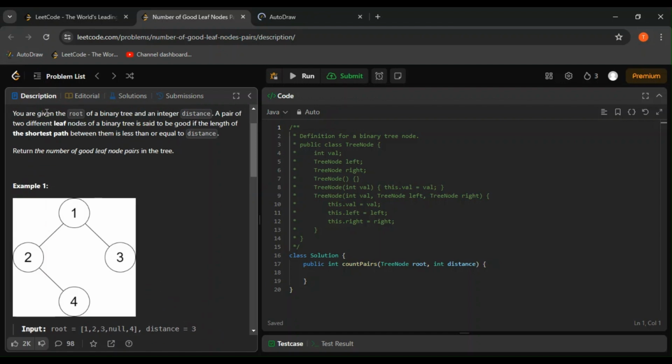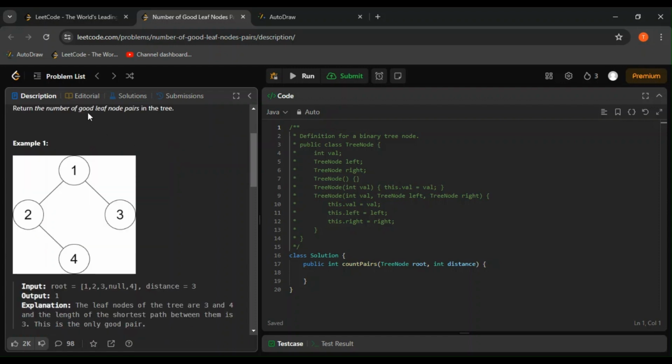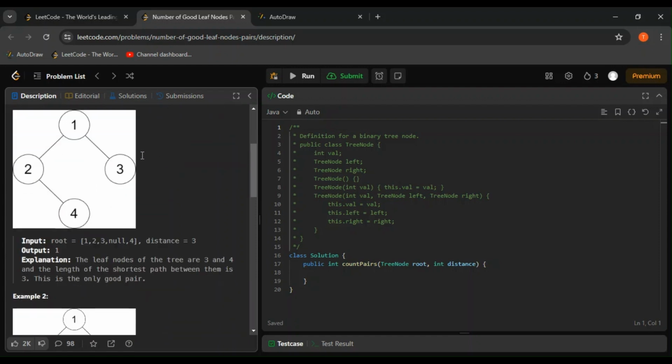Today is 18th of July, and the question for today looks like is number of good leaf nodes pairs. Okay, so we're given a root of a binary tree and an integer distance. A pair of two different leaf nodes of a binary tree are said to be good if the length of the shortest path between them is less or equal to distance. Return the number of good leaf node pairs, the number of pairs we have to return.